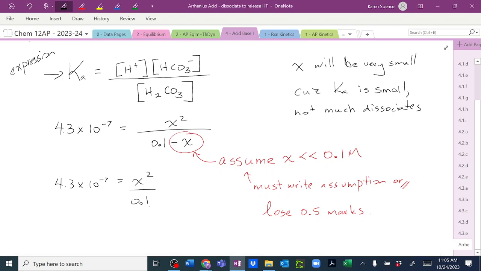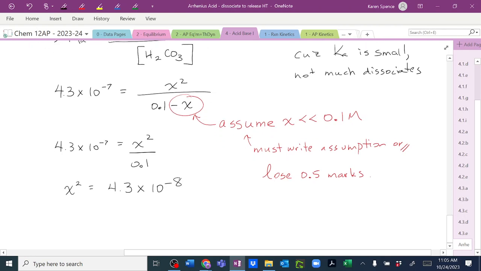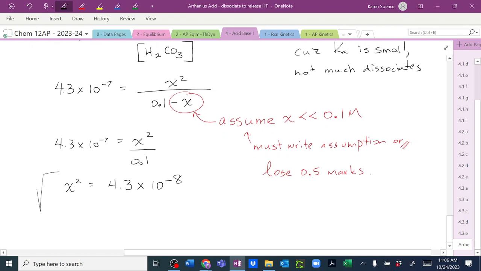Now we're going to solve this. So x squared then is equal to, well, 0.1 times 4.3 is 4.3 times 10 to the minus 8. And now we're going to solve by taking the square root of the whole thing. The square root of 4.3 times 10 to the negative 8 is 2.07 times 10 to the negative 4. We'll get to that later.